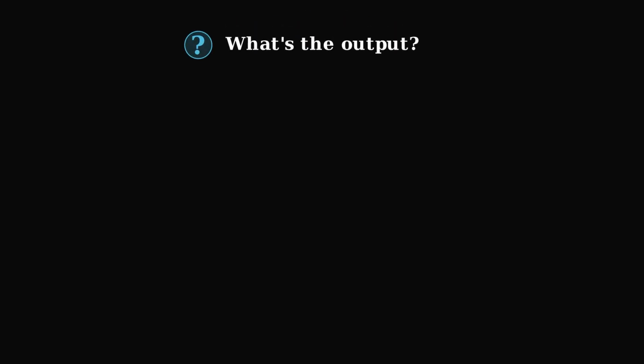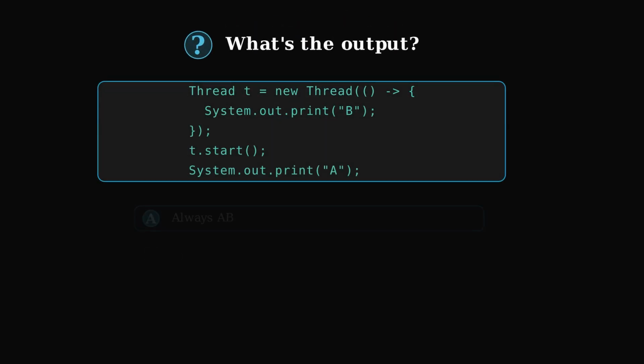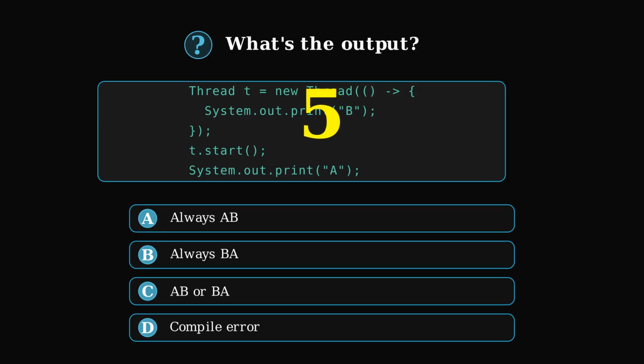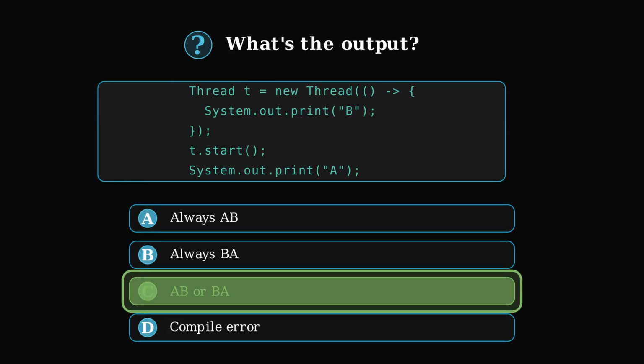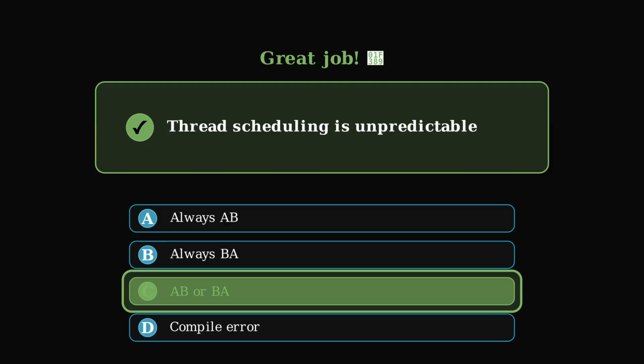What's the output? Which one is correct? The correct answer is thread scheduling is unpredictable.